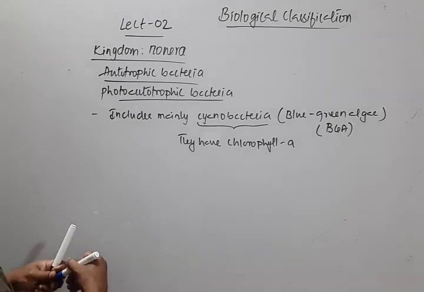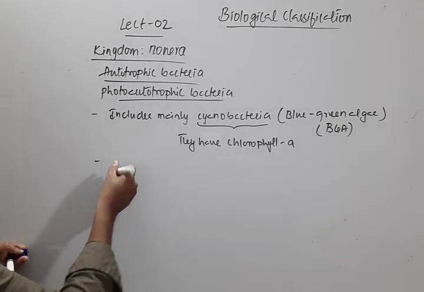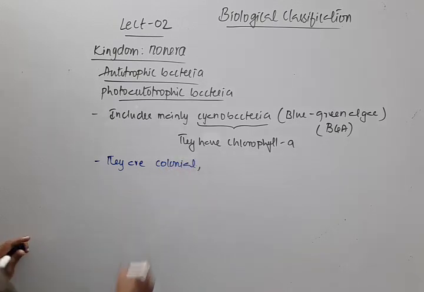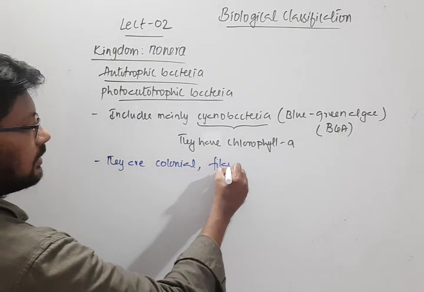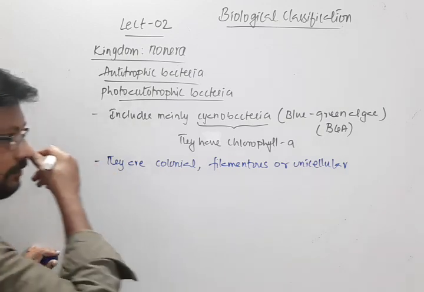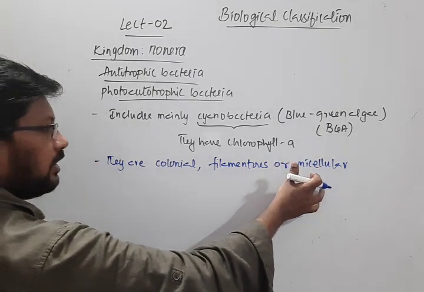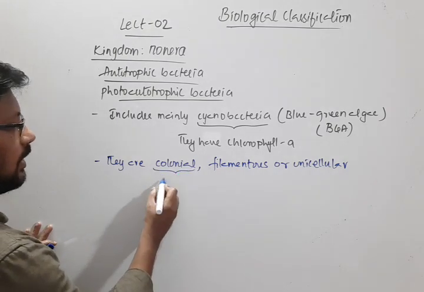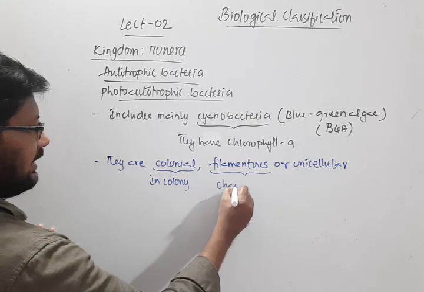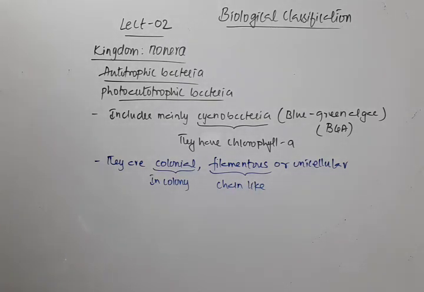Then these cyanobacteria may be colonial or filamentous forms, or unicellular, which means the body is made up of only one cell. Colonial means in a colony, and filamentous means chain-like. So some may be like a chain, you may see some present in a colony, or some you will see in unicellular forms.